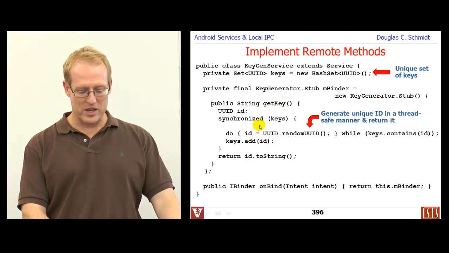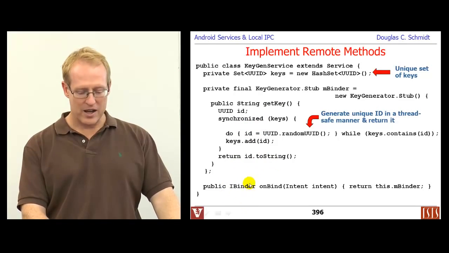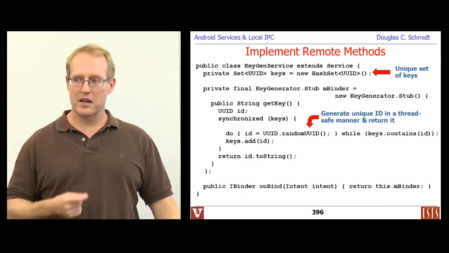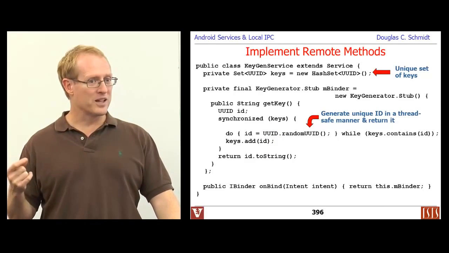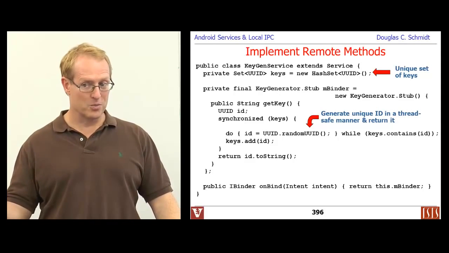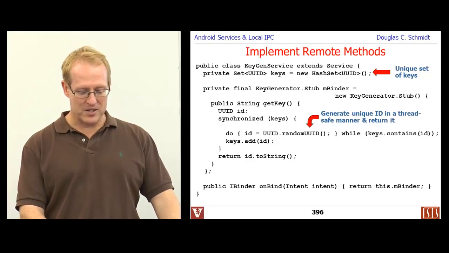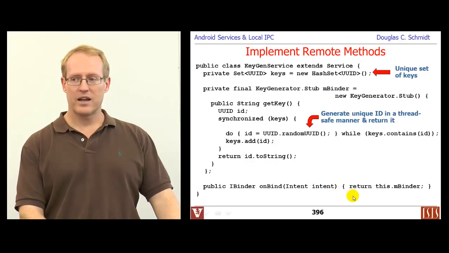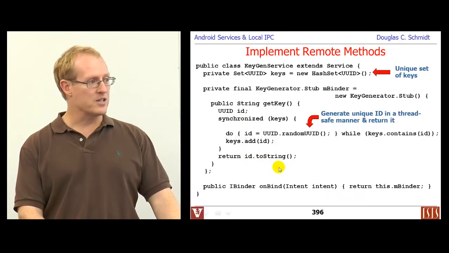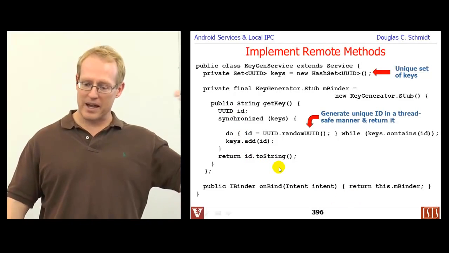And so what we do is we go in here. There's only one thread at a time that's in here, and it's going to loop, continually checking to see whether or not we've generated a unique, non-duplicative UUID. And if we get one that's non-duplicative, then we go ahead and add it to the set, and release the lock. On the way out, we return the UUID as a string, and that gets sent back to the caller.